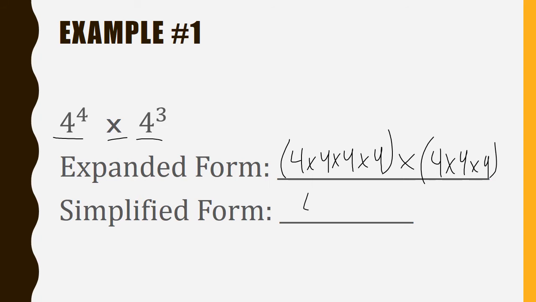Our base still is 4, but now we just have to count up how many total 4s we have in our expanded form. 1, 2, 3, 4, 5, 6, 7. So 4 to the fourth times 4 to the third is the same as 4 to the seventh.